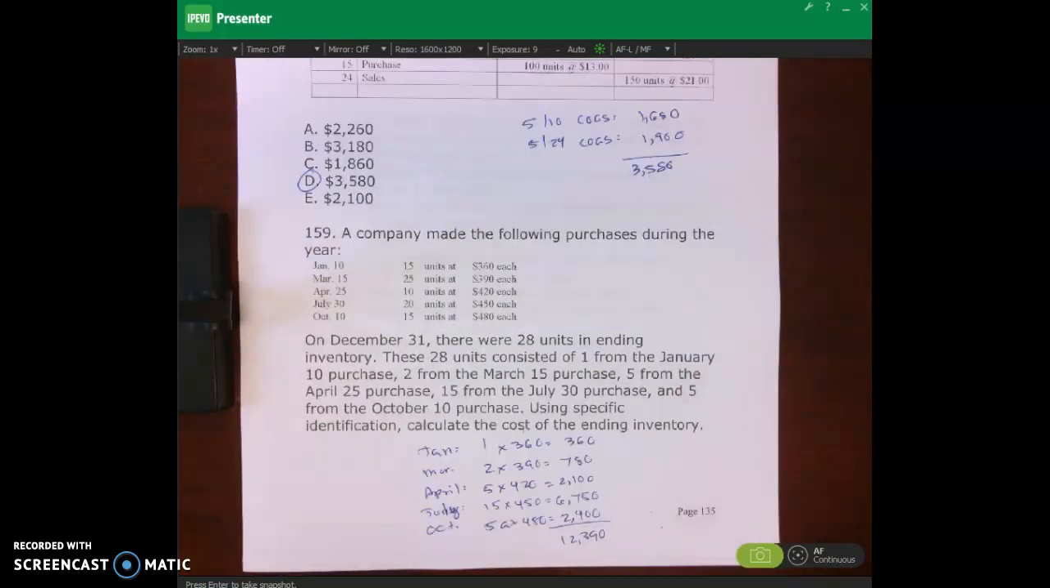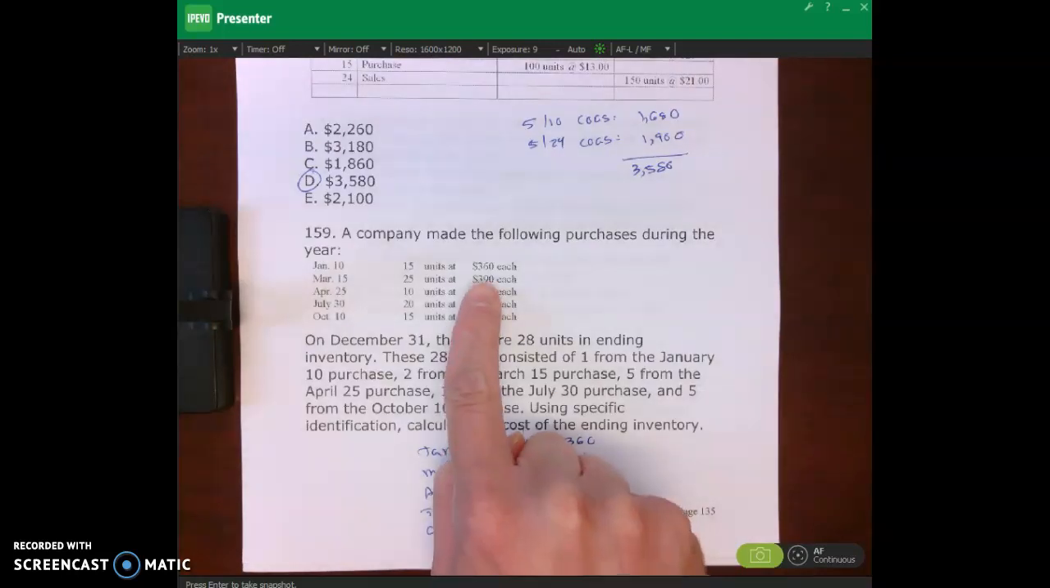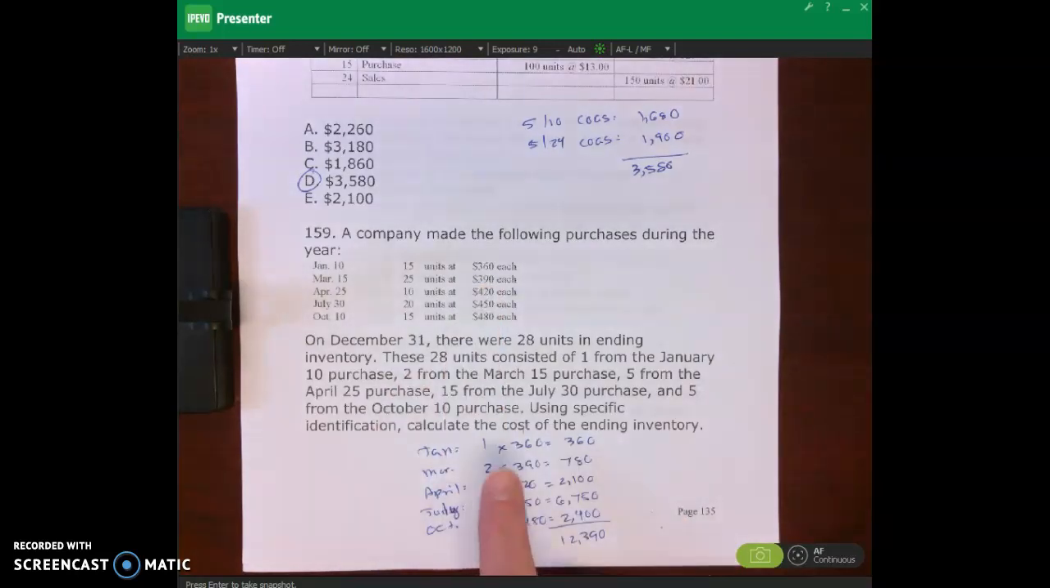Okay, hello, welcome back. Hopefully you got a final answer of 12,390. It says January, there's one left over. The cost of January is 360. March, there are two left over. The cost of March is 390. So 1 times 360 gives me 360. 2 times 390 gives me 780. 5 left over from April at 420 gives me 2,100. 15 left over from July at a cost of 450 gives me 6,750. 5 left over from October at a cost of 480 gives me 2,400. Add up all these, and 12,390 is the correct answer.